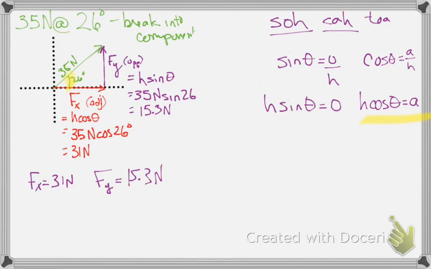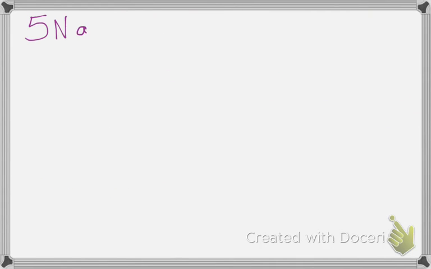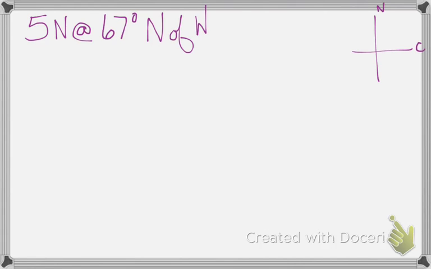First, apparently I went too far, just a second here. Okay, all right, there we are. So 5 newtons at 67 degrees north of west. There's our compass rose. There's our axis.